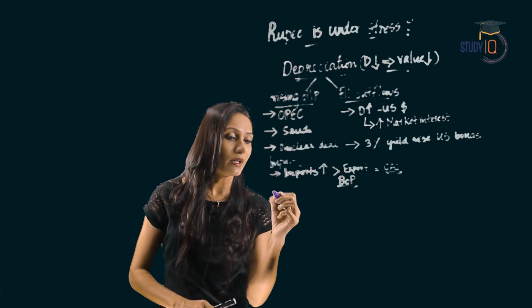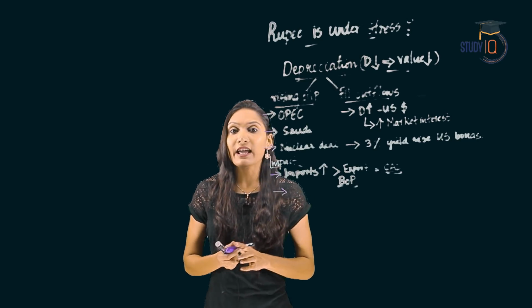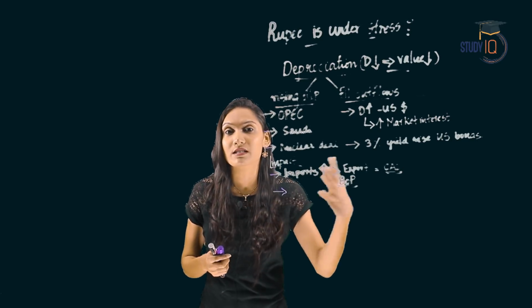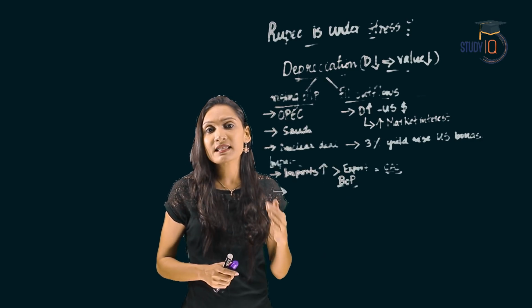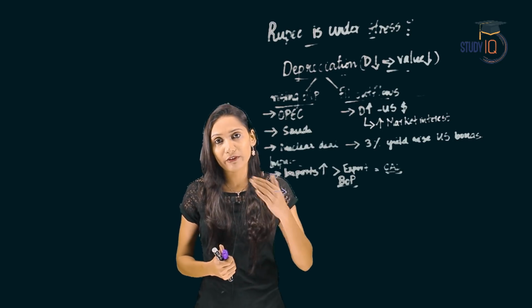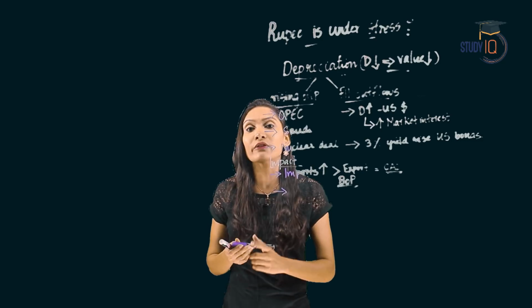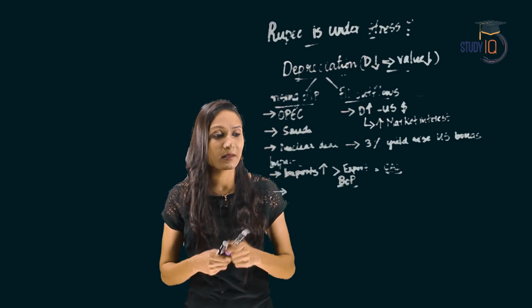Again, the second one, coming to the FII pullouts. So FII pullout means that FII is flowing out of the country. So there is an outflow, which means that there is an increased rupee supply in the international currency market. So FII is flowing out of the country, which means increased supply of rupee in the international currency market.